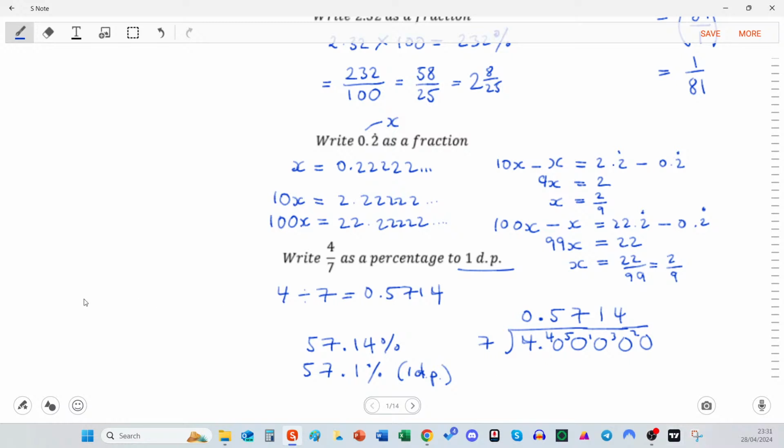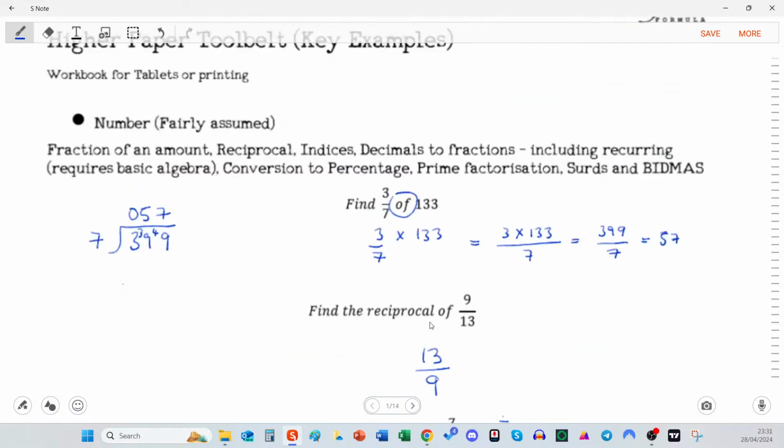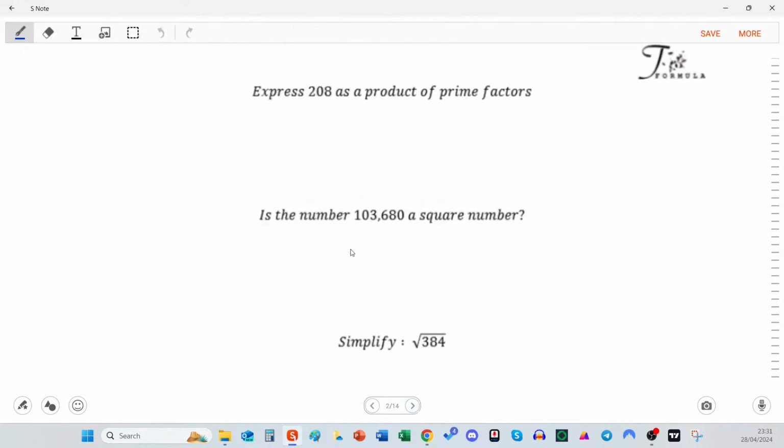Okay, next one. This is going to be the next page. Express 208 as a product of prime factors. Oh, this one I need to tell you about.